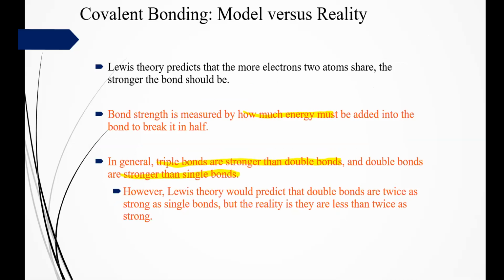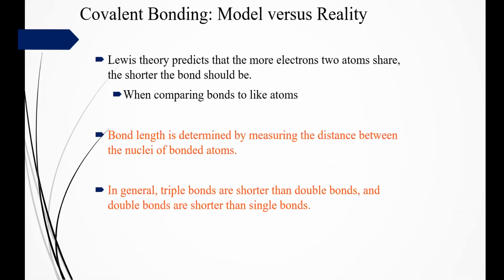The struggle, though, with Lewis theory is that it predicts that double bonds should be twice as strong as a single bond. But when we started to measure the amount of energy required to break a double bond versus a single bond, we found out that that is not true. They're not actually twice as strong. They are stronger, but not twice as strong.